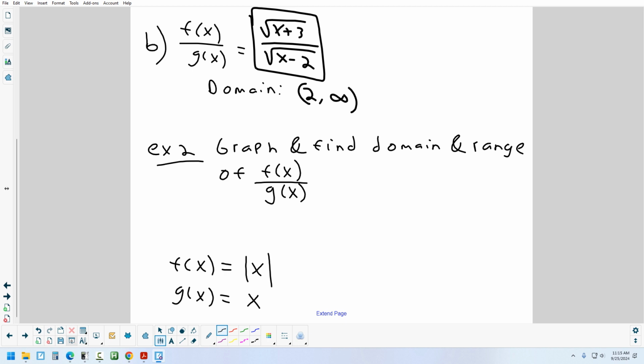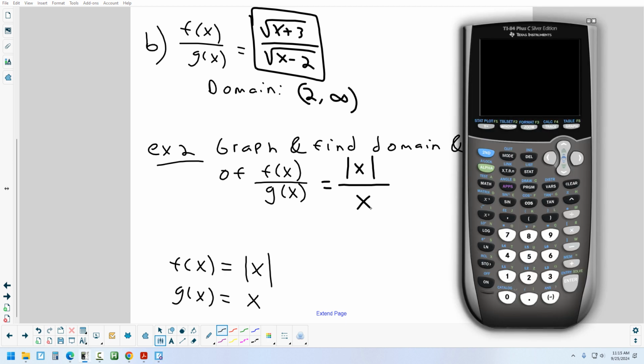Okay, here's f of x divided by g of x. And the two functions I'm giving you are below. Alex, what's f of x in this one? Absolute value of x. Yep, perfect. Absolute value of x divided by... Sadie, what's g of x? X. Just x. Okay, so we're going to graph that, and we're going to find the domain and the range.